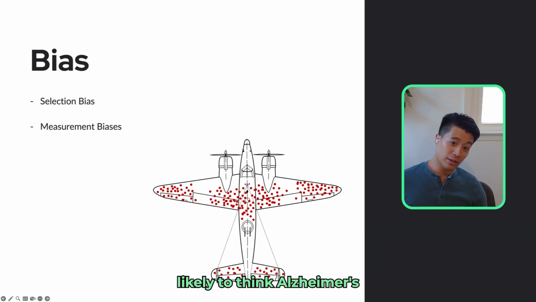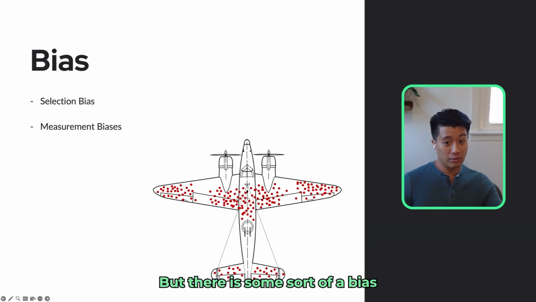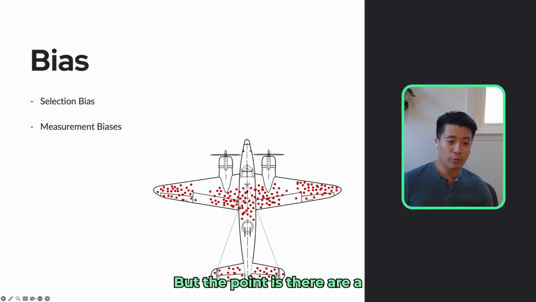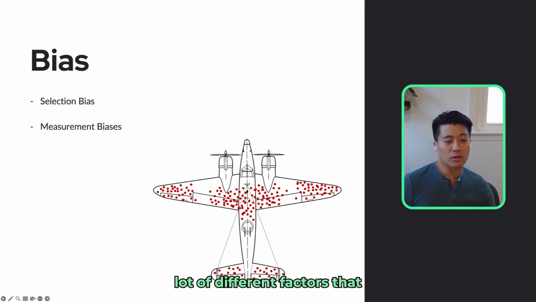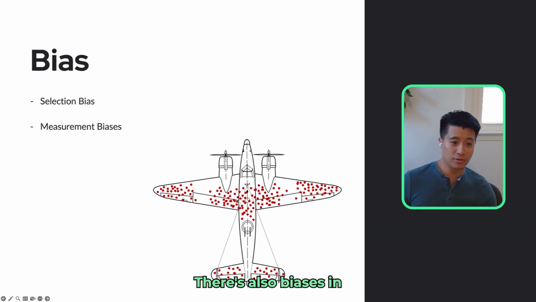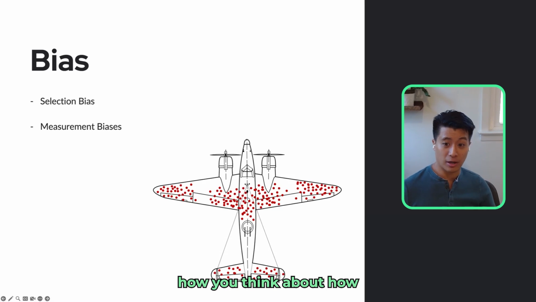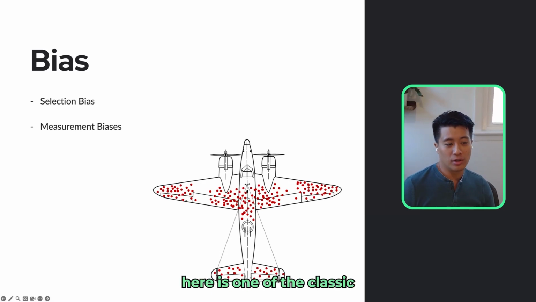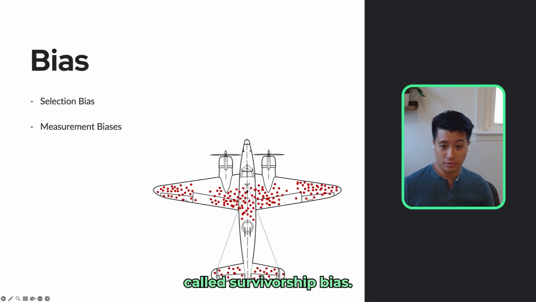And you're more likely to think Alzheimer's if you have an older patient, but there is some sort of a bias in there, and there's objective criteria for determining whether or not somebody has Alzheimer's. Age is part of it. But the point is, there are a lot of different factors that go into creating the data in the first place that can be affected by certain biases. There's also biases in how you think about how to analyze the data. So the picture that's here is one of the classic pictures for something called survivorship bias.